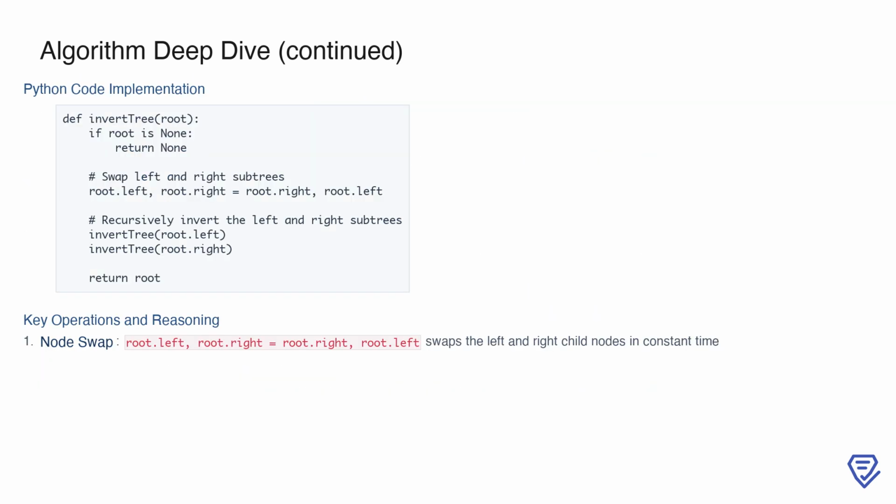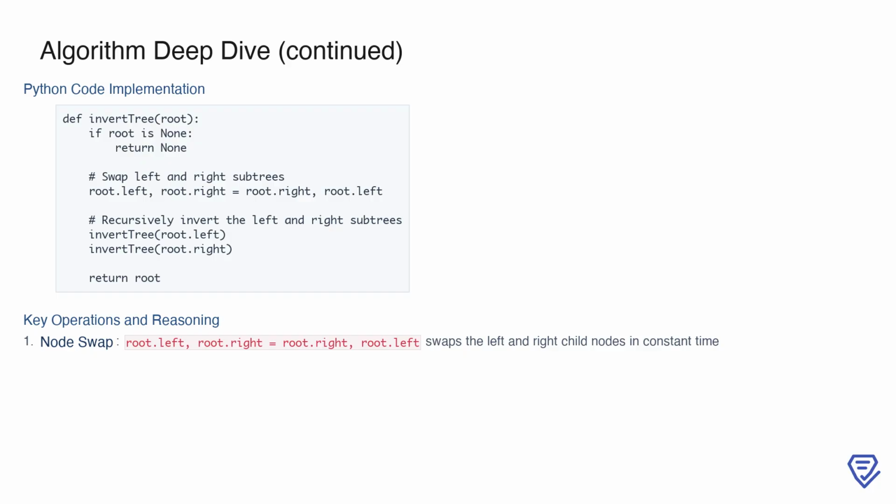The Python implementation of this algorithm is straightforward and concise. First, we check if the root is null. If it is, we return null immediately, which ensures the base case is handled. Next, we perform the swap operation in constant time, where the left and right child nodes of the current root are exchanged using the line root.left, root.right = root.right, root.left.